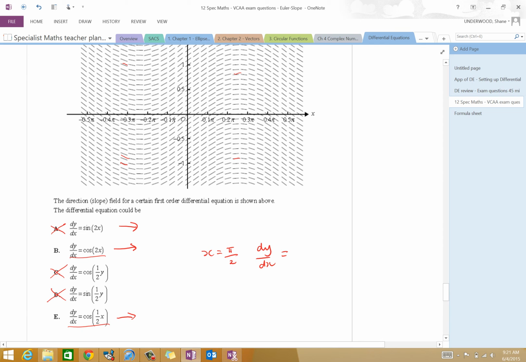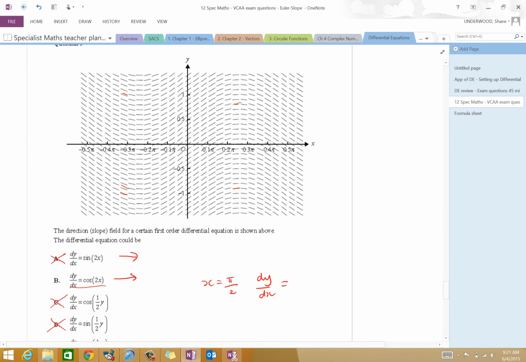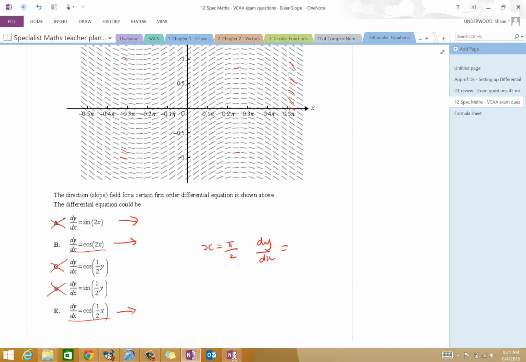Isn't cos of pi negative? Negative 1. Is this negative? Are all of these negative? Yes, they are. What about at cos of a half pi, pi on 4? What is it? Positive. So once again, I've picked a point over here. Cos of pi on 4 is positive. So what's the answer?